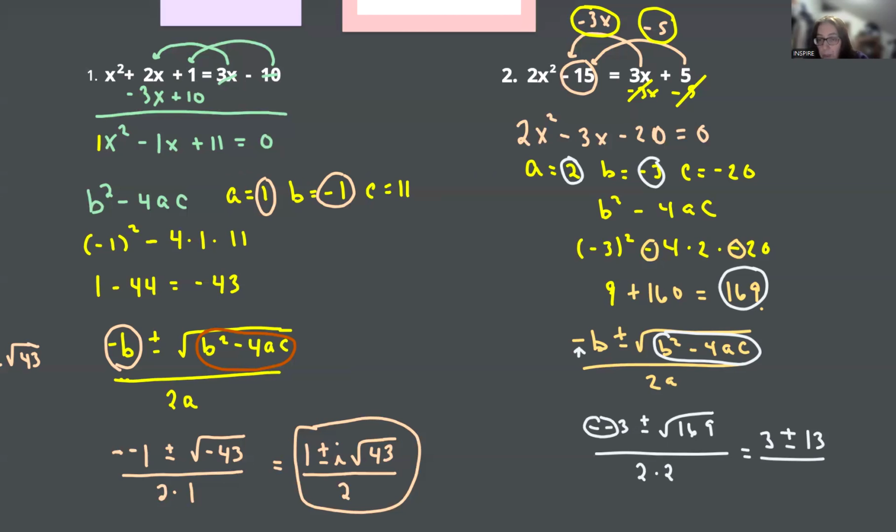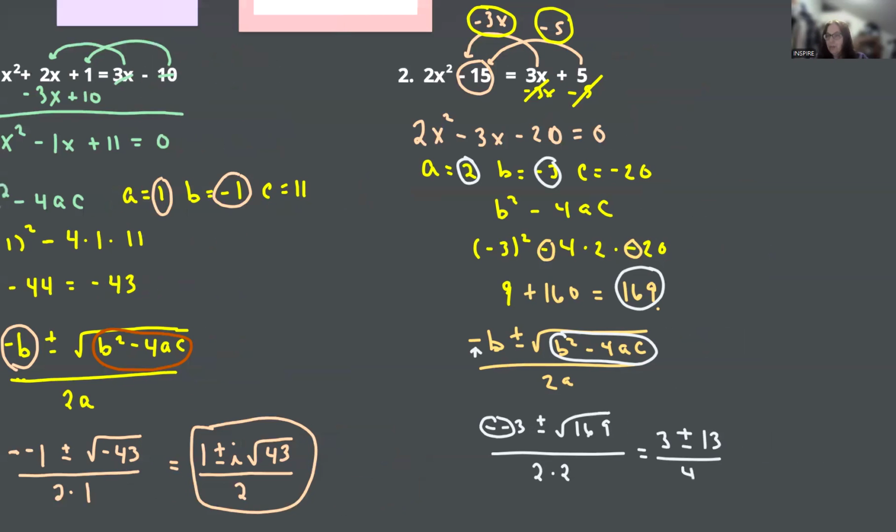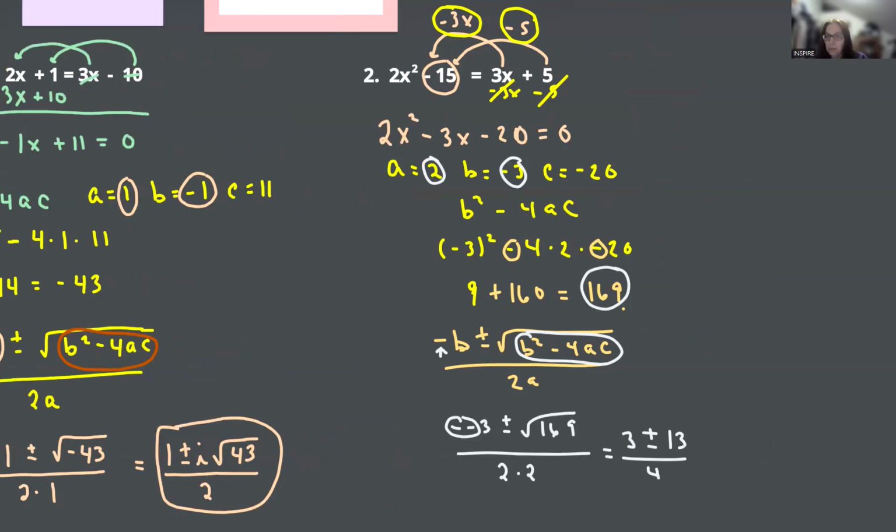Now, another way to write this, because we got to look at what that plus and minus is. We didn't really look at that in the last one, but we're going to look at it now. We are going to have 3 plus 13 over 4 and 3 minus 13 over 4. That's what that plus or minus means there in the middle. Okay, so when I look at this, that means plus and minus. So we got to do them both.